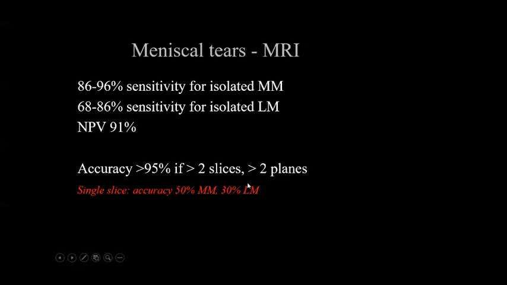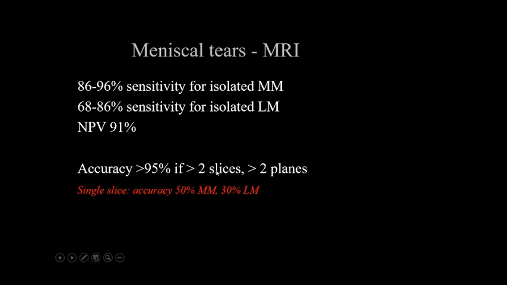Yeah, we stopped at the MRI sensitivity for meniscal tears. So MRI is more sensitive for detecting medial meniscal tears than lateral meniscal tears, but still significantly high for either medial or lateral meniscal tears. What is really important about MRI scan, and this is what is important for orthopedic surgeons, is the negative predictive value, which is really high at 91%. MRI accuracy for meniscal tears is also high, more than 95%.